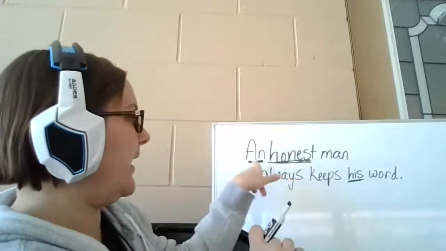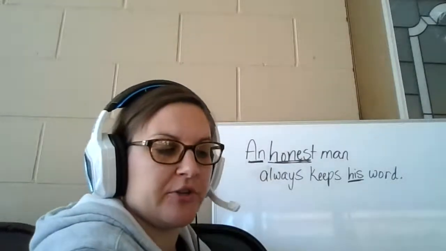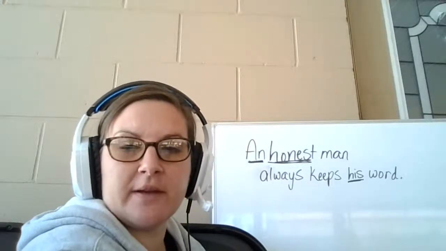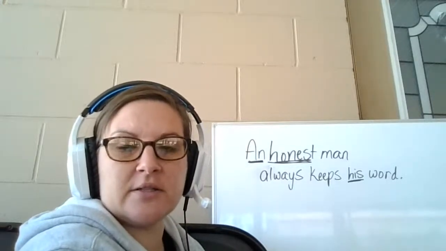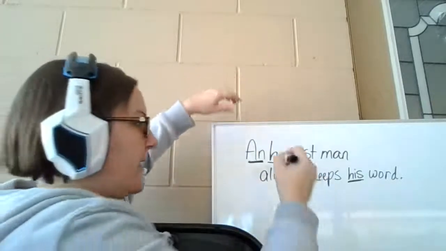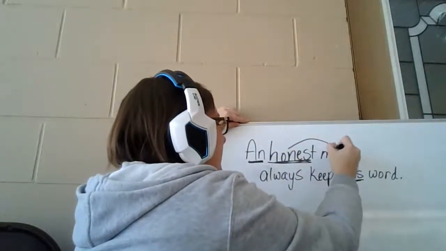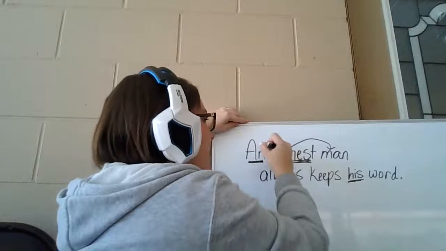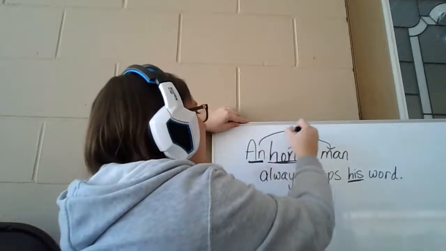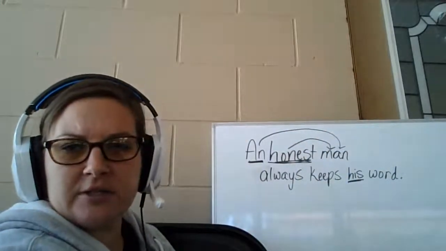Okay, so an honest, what are they describing? What should we draw an arrow to? What are both of those adjectives describing? An honest, who? Very good, Gianna. Man. So our arrows are going to look like this. Honest, he's an honest man. And this is one of our articles. So we're going to do it all the way to man over here. Okay, just like that. That's what it needs to look like.